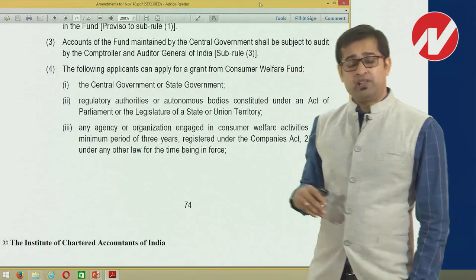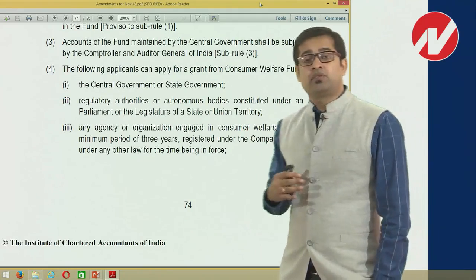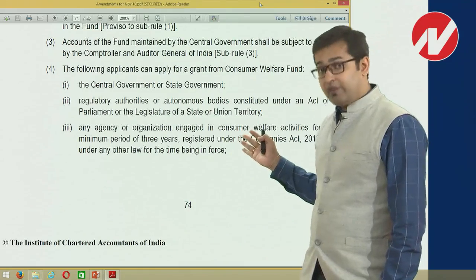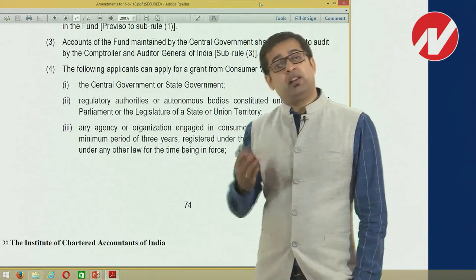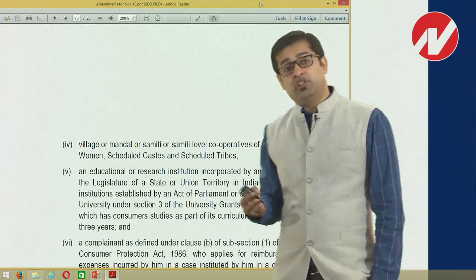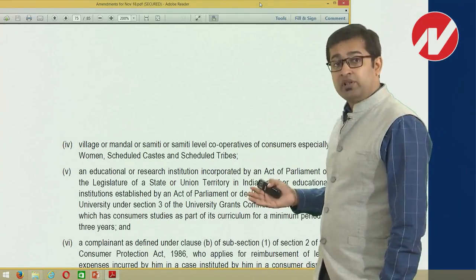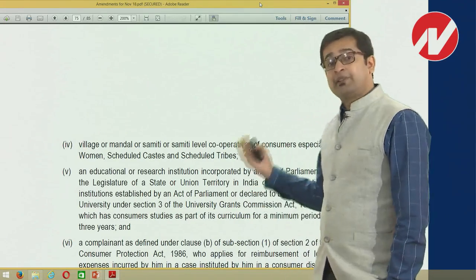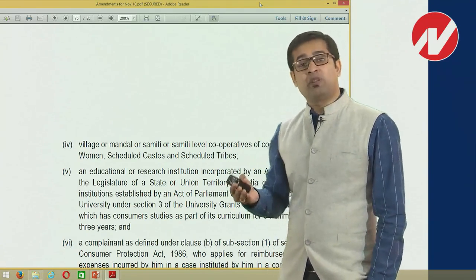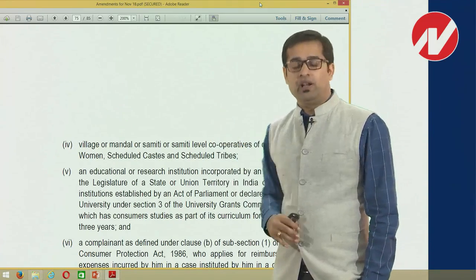Similarly, the third point is any agency or organization involved in consumer welfare for the last 3 years, maybe an NGO which has been continuously involved in consumer welfare. Moving ahead, the fourth point talks about some village or mandal or samiti level cooperatives which work for consumer benefit, and especially if they work for women consumers, scheduled caste consumers or scheduled tribe consumers, then obviously they'll be given priority.